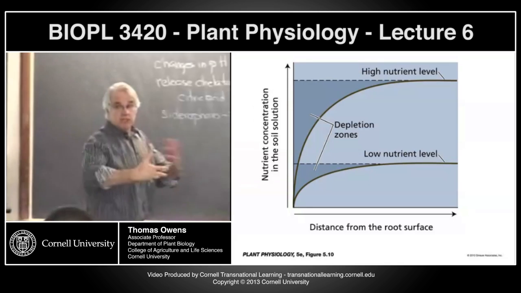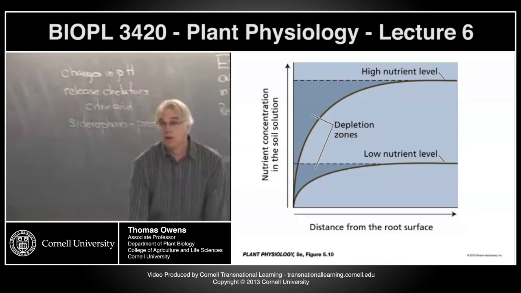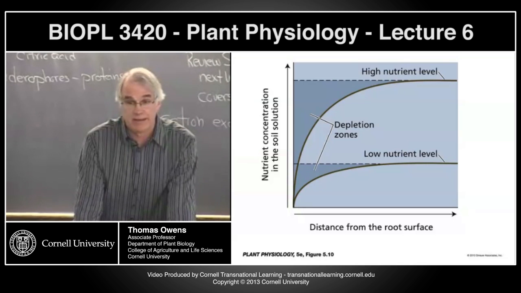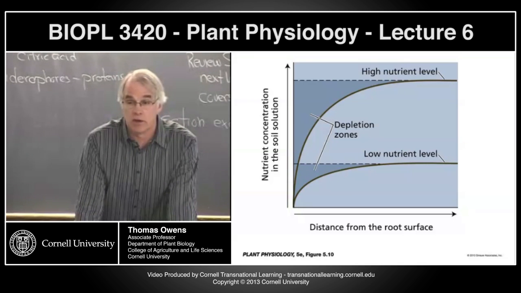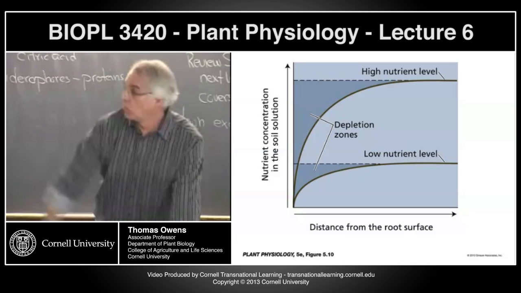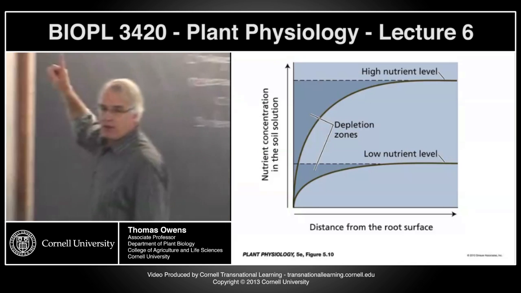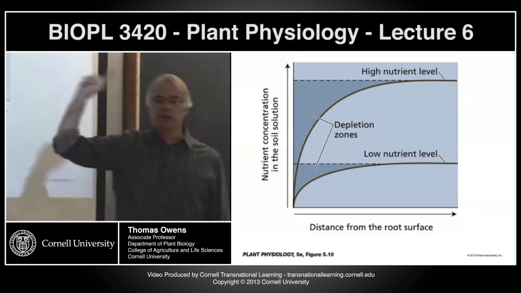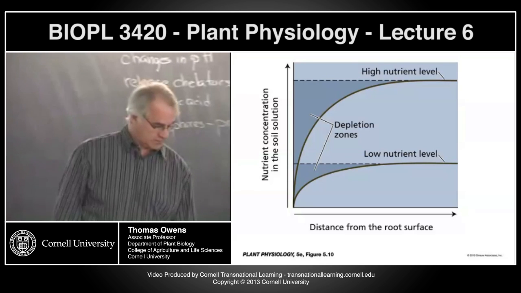So if you're measuring the characteristics of the bulk soil in terms of what's available to the plant, you may be getting entirely the wrong picture. What does this tell you about which types of plants will be most effective in taking up nutrients from the soil?